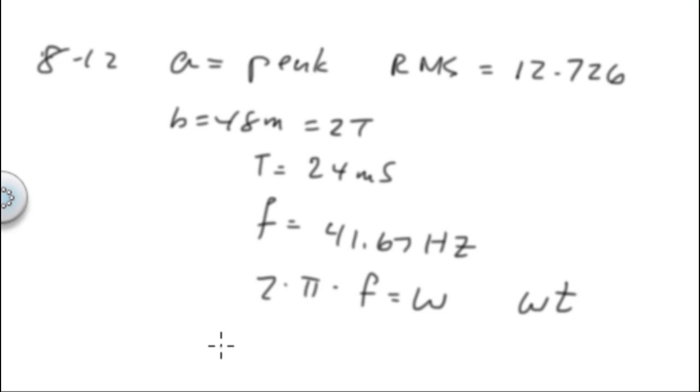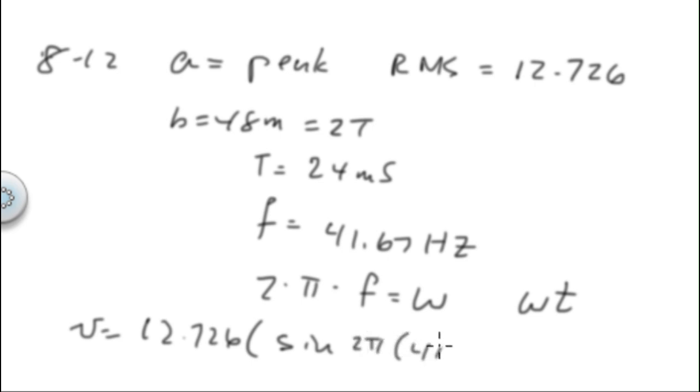So now we've got all the things we need because it's in phase. So voltage is equal to 12.726 sine of 2 pi times 41.67 t, and that's our answer. There is no offset, or there is no phase shift. Okay.